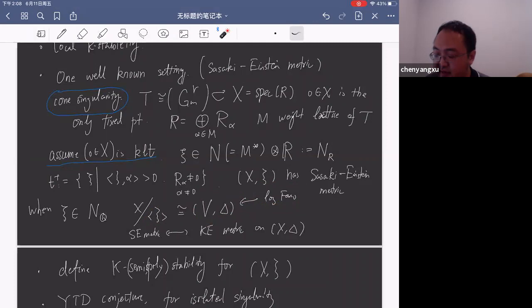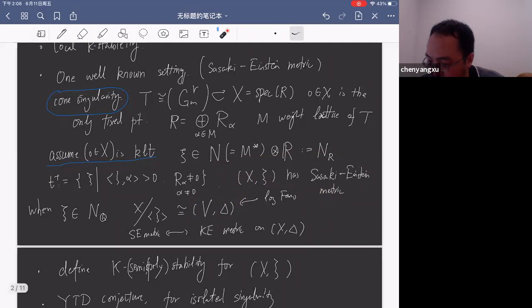In this case, you ask whether this guy has a Sasaki-Einstein metric, which is basically equivalent to whether this guy has a Kähler-Einstein metric. But now because you have this branch divisor, it's actually some kind of orbifold Kähler-Einstein metric. So you immediately say that this is a natural analog of the Kähler-Einstein problem, but now in the cone singularity case.